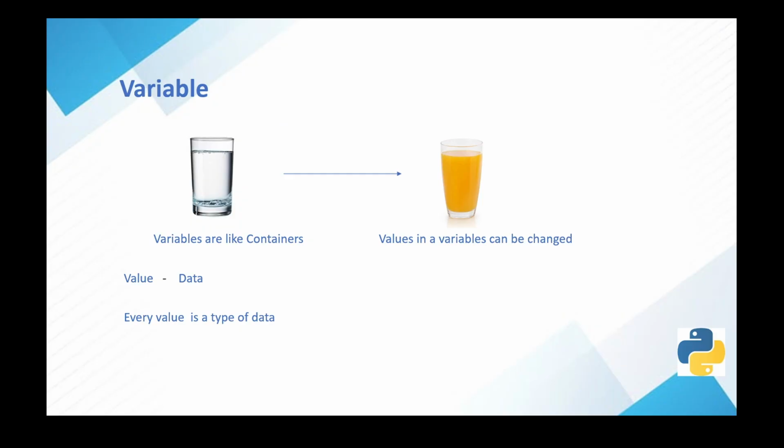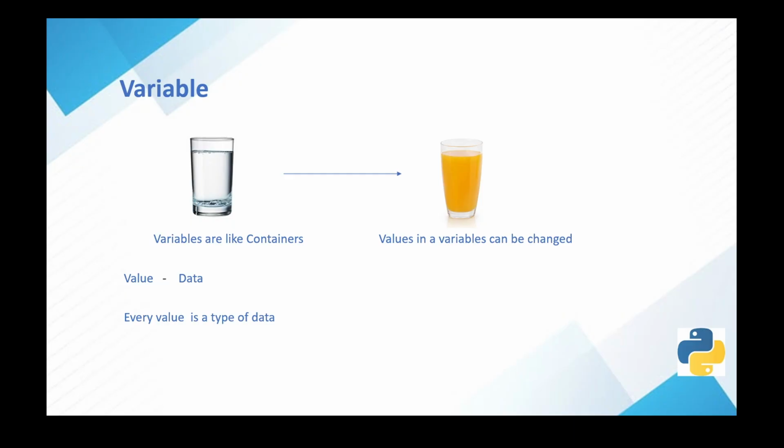Next, here we are going to understand what variables are. Variables are like containers. I have taken a glass of water. The glass is behaving like a container. Inside the glass, water is a value. So glass is a container, water is a value.